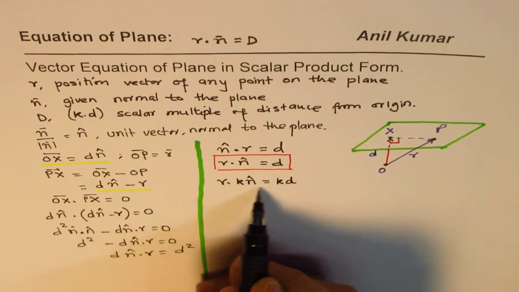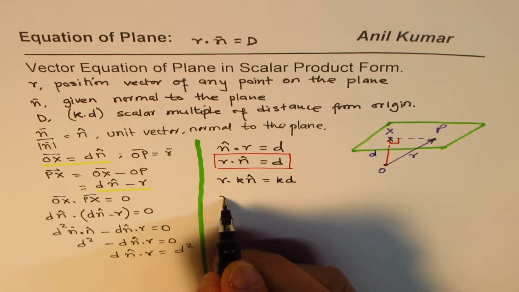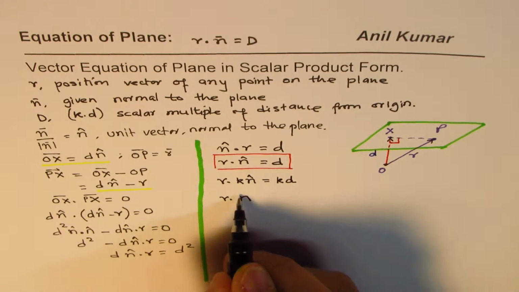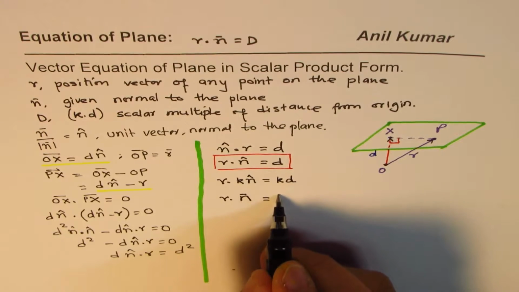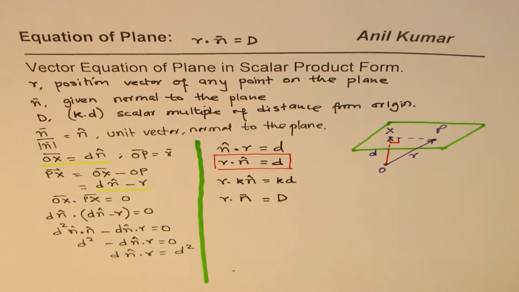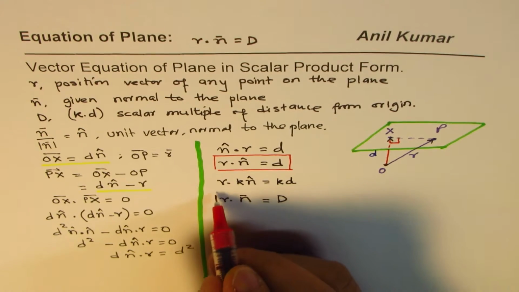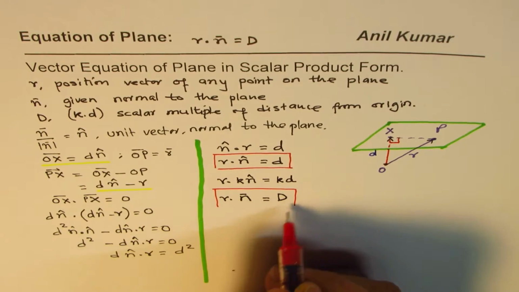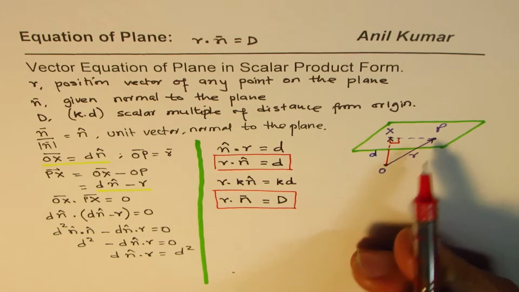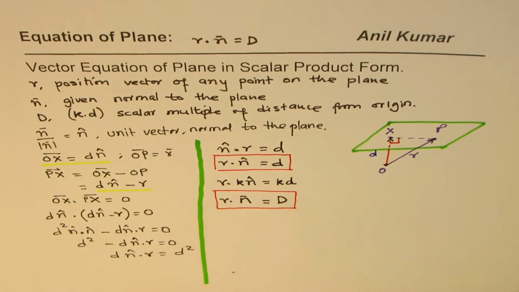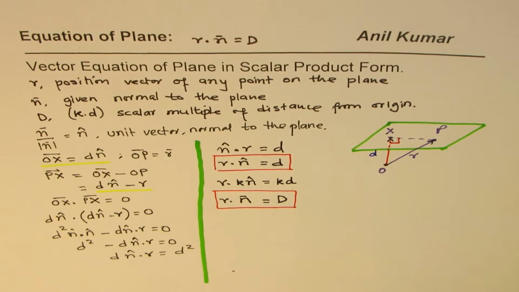Now, let this be the normal vector given to us. So I'll rewrite this as r dot n. The normal vector is without the cap. The normal vector is equal to k times d. Let me write this as capital D. So that becomes the equation of a plane, which relates to every point on the plane when the normal is given to us and the distance from the origin is given to us, right? So that is how we can actually derive a relation.